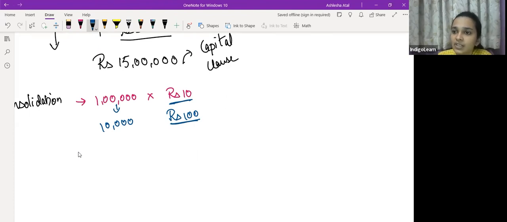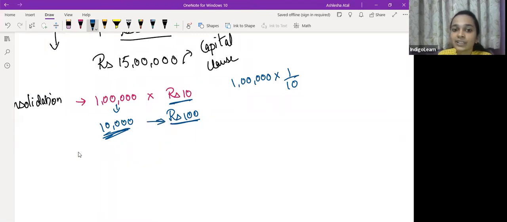It is not increasing share capital. The number of shares will decrease. In place of 10 shares, I am giving you one share of 100. You had 10 shares earlier of 10 rupees each, but now I'm giving you one share of 100 rupees each, which is equivalent to 100 rupees.